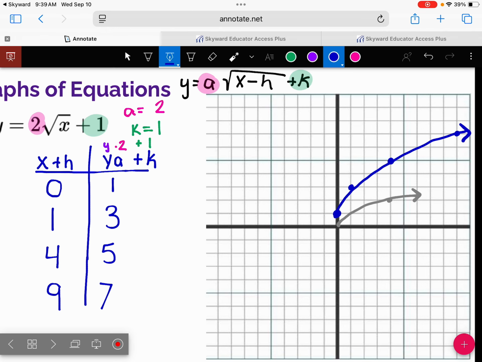So we can apply these transformations to all kinds of functions, all kinds of pieces that we've worked with before. We can work with our quadratics, we can work with our cubes, we can work with our square roots, all that kind of stuff.